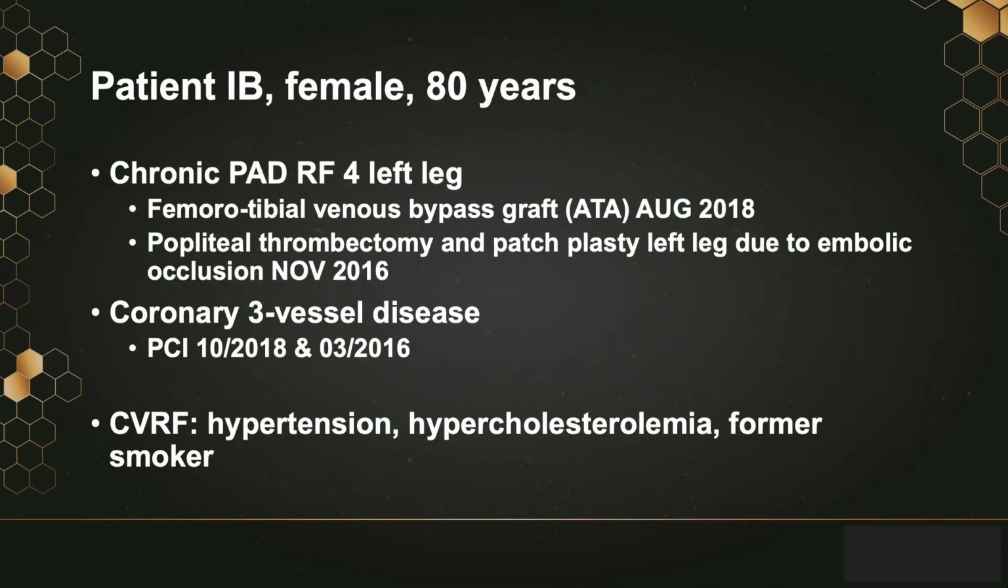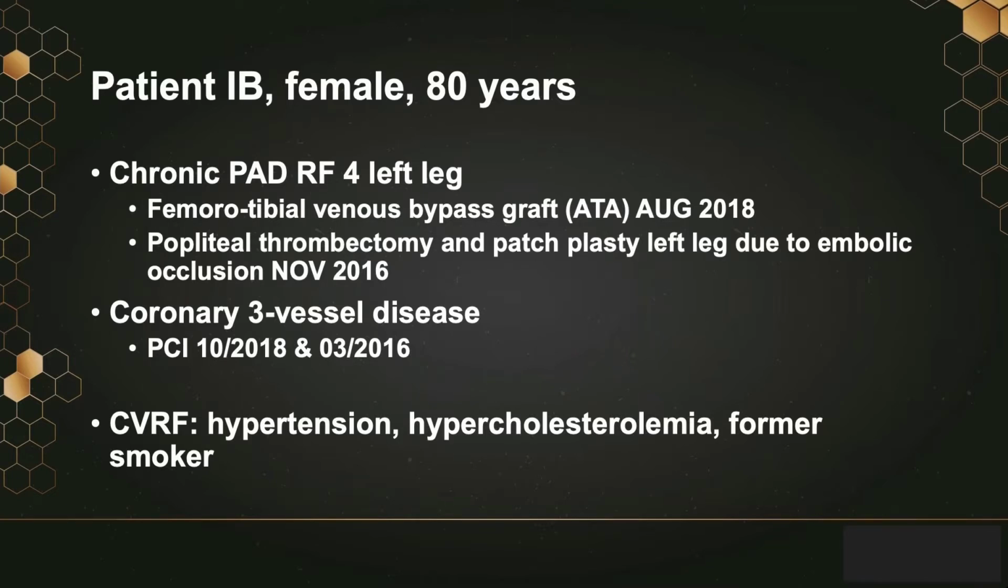So this lady had symptoms of rest pain at night at her left leg, and in August 2018 she underwent a venous bypass graft operation. The graft was originating from the mid part of the SFA down to the proximal anterior tibial artery. Two years earlier, before this bypass surgery, she underwent a local thrombectomy and embolectomy due to an embolic event into her popliteal and below the knee arteries.